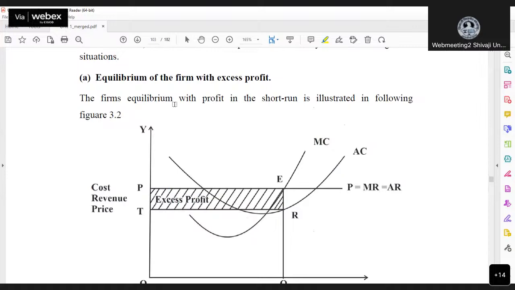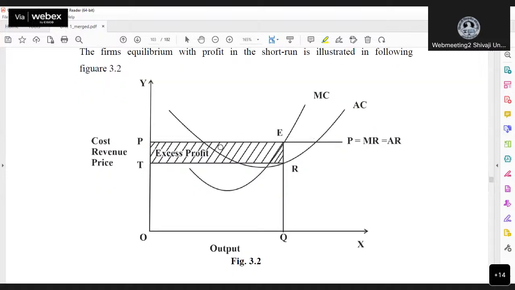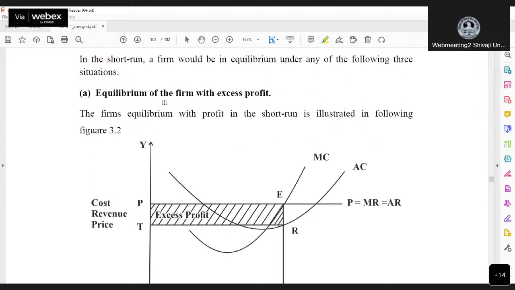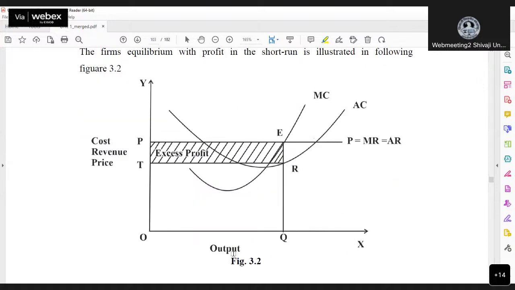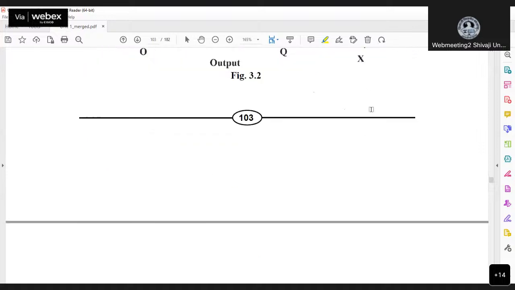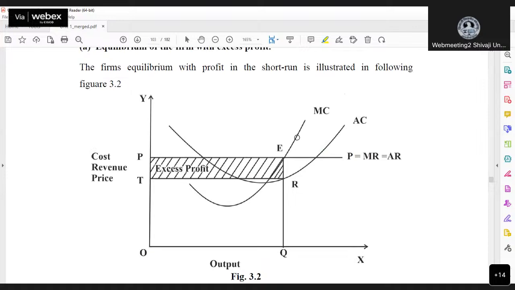These are some graphical representations. Equilibrium of a firm with excess profit. The X axis shows the output of your firm. The Y axis shows cost, revenue and price. The MC shows the marginal cost, and the AC shows the average cost. These are some graphs.